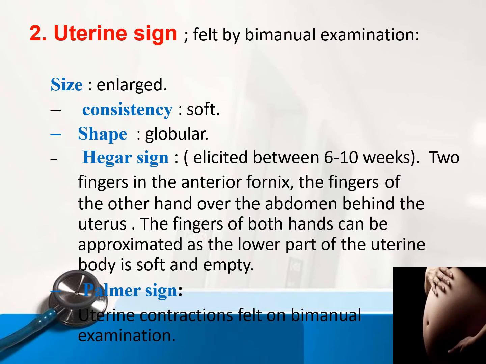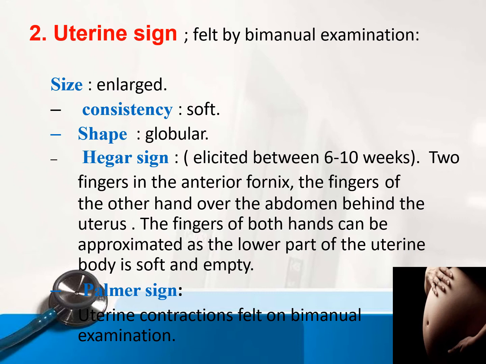Next is the uterine sign. If you do a bimanual examination, you can see that the size of the uterus is getting enlarged, the consistency of the uterus will be soft, and the shape will be globular. Another one is Hegar's sign. Hegar's sign can be elicited between 6 to 10 weeks. To elicit it, insert two fingers in the anterior fornix, and keep the fingers of the other hand over the abdomen behind the uterus. The fingers of both hands can be approximated as the lower part of the uterine body is empty.